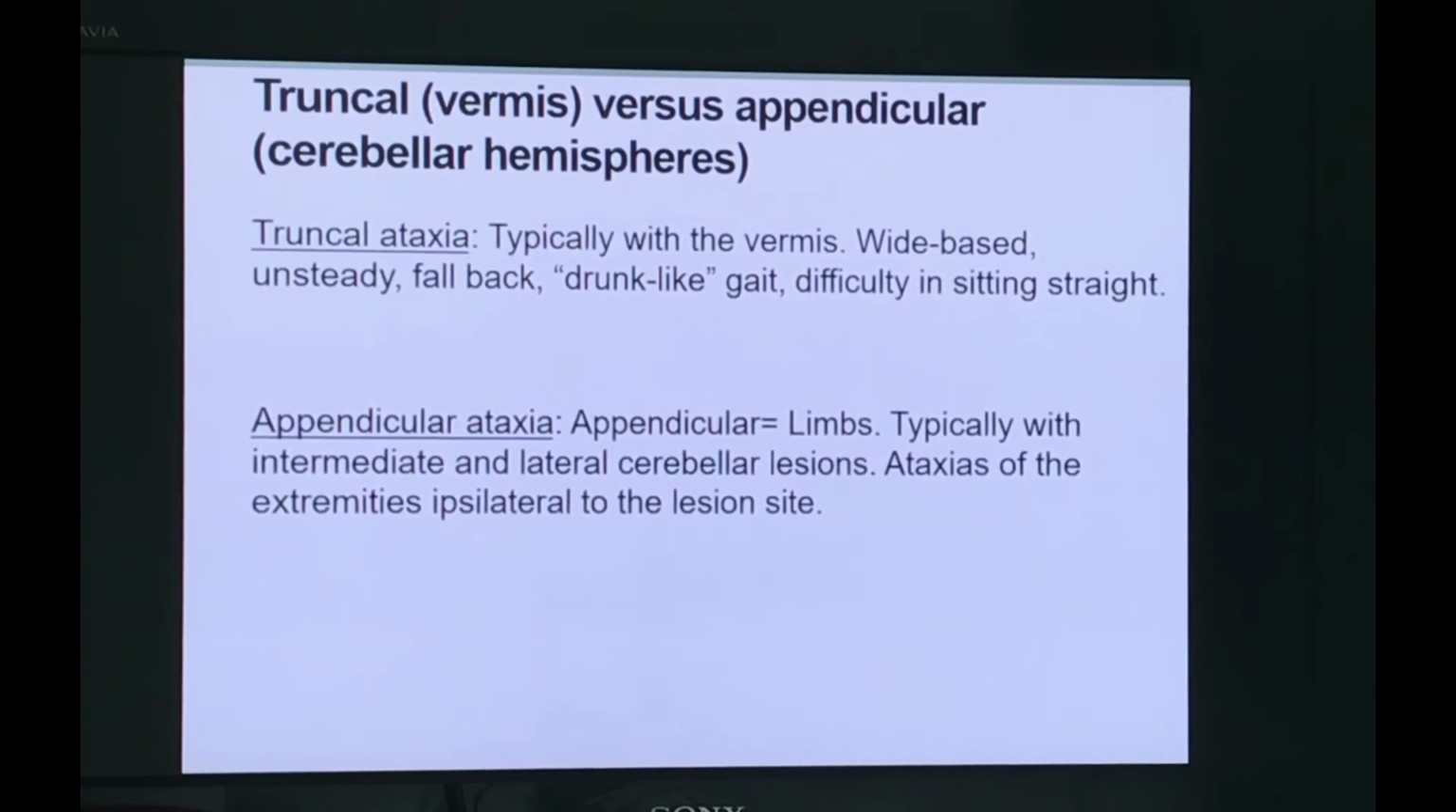Truncal ataxia is typically with the vermis. Whenever you ask the patient to walk, they have a wide based, unsteady gait, they fall back like a drunken gait, and have difficulty sitting straight. Appendicular ataxia is mainly seen in the limbs, typically with intermediate and lateral cerebellar lesions, so ataxia of the extremities. Again, since the cerebellum controls the same side, the lesions are seen on the ipsilateral side, ipsilateral to the lesion side.